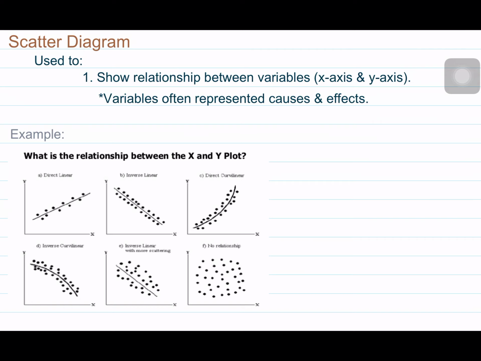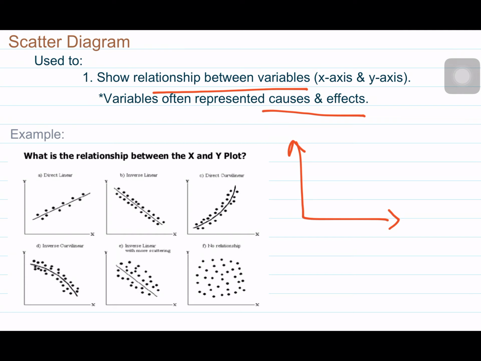Now here comes the scatter diagram. Scatter diagrams are graphs that show the relationship between the variables, which are the x-axis and the y-axis. The variables often represent the causes and the effect. As an example, a scatter diagram might show the relationship between satisfied volunteers and those who attend the orientation training. So the diagram will show the relationship between the volunteers.